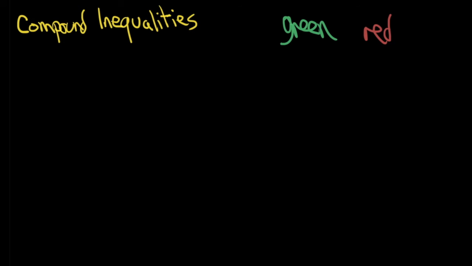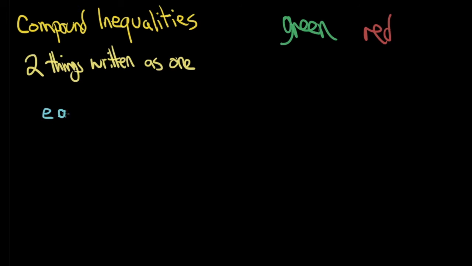So compound inequalities are basically where you have two, how would I say it? I don't know, I'll say two things written as one. So that's what a compound inequality is, two things written as one. Sure, that'll go for my definition. There's probably a better mathematical definition. I'm going to show you an example, though. An example is always going to be the easiest way.